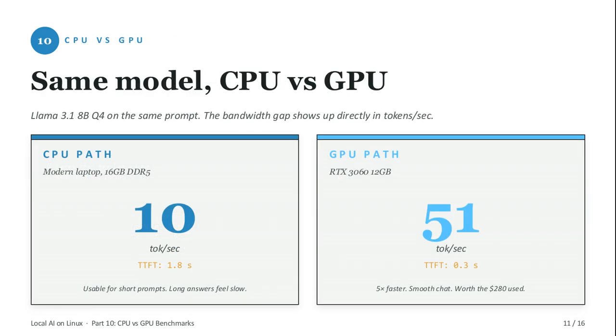Now hold the model fixed and swap the hardware. Same Llama 3.1 8B at Q4, same prompt. A modern laptop on DDR5 pushes about 10 tokens per second with a 1.8 second time to first token, while a used RTX 3060 with 12 gigs of VRAM hits 51 tokens per second and answers in 0.3. That's roughly 5 times faster, and it's almost entirely a memory bandwidth story. GDDR6 simply feeds the weights faster than system RAM can.